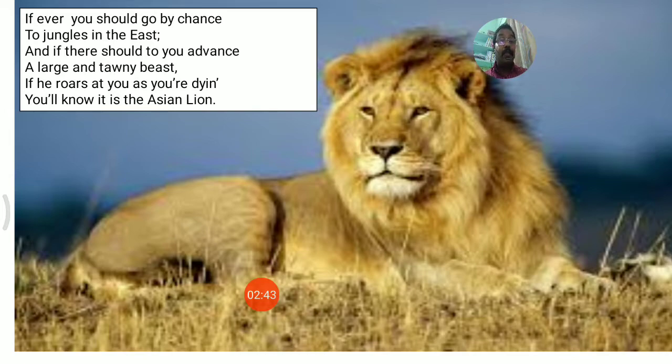A large and tawny beast comes towards you and it roars and you are dying out of fear listening to that roaring sound. Then you can make sure that it is an Asian lion. So you have to die out of fear listening to the roar of the lion to identify it to be the Asian lion. Funny, isn't it so?